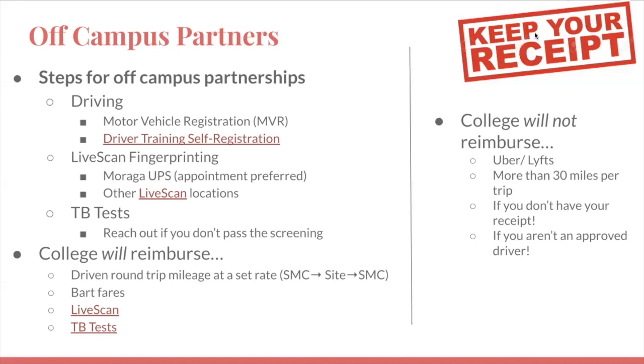And then some sites also require tuberculosis screening or testing. If they require a screening, the process is to go into your My SMC health portal and make sure you've completed the electronic tuberculosis screening for the college. And if you haven't, complete that screening and then reach out to the health center, and then they can verify that you've completed it. And then you can share that information with your partner site.